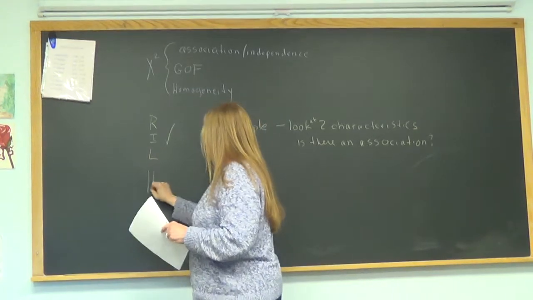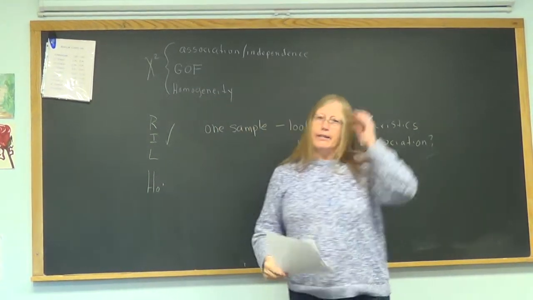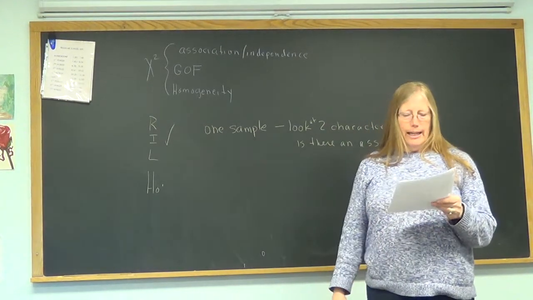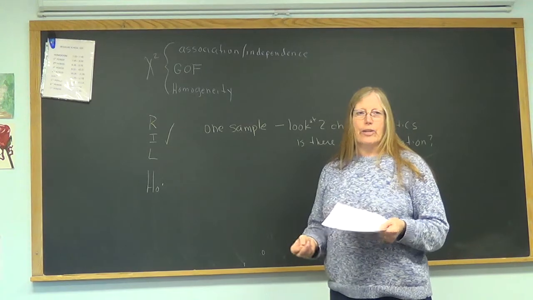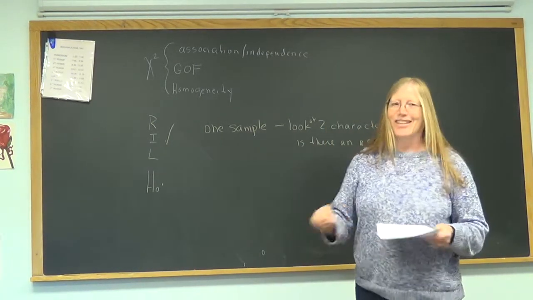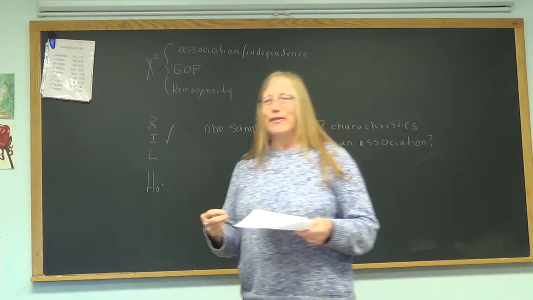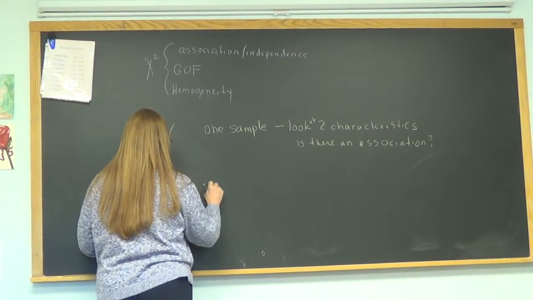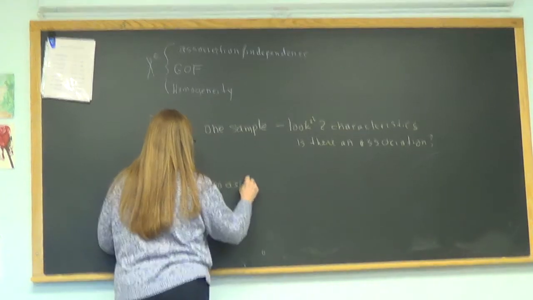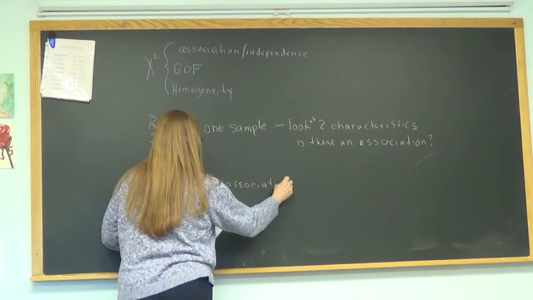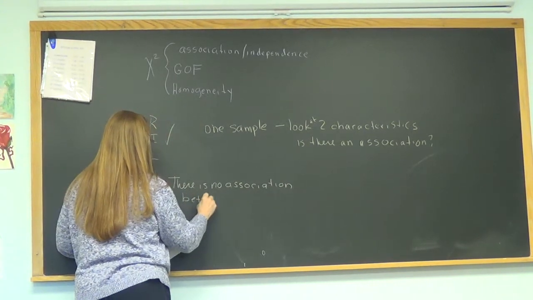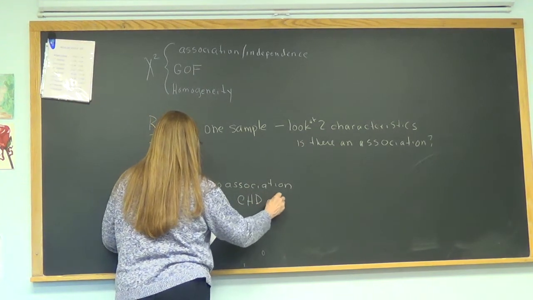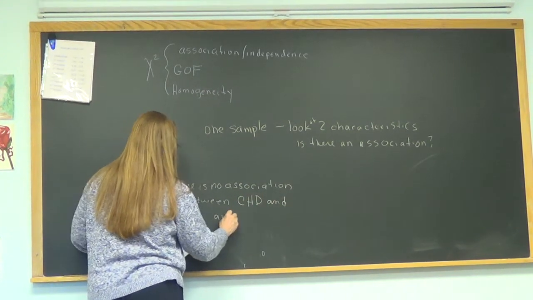Let's do H sub O. This is really the main difference between the two tests. And you've been trained how to do it for homogeneity. Now I'm going to say there is an association. I'm sorry, there is no, so remember, it's always a statement of no difference. There is no association between the characteristics. We actually list them: between coronary heart disease and anger scores.